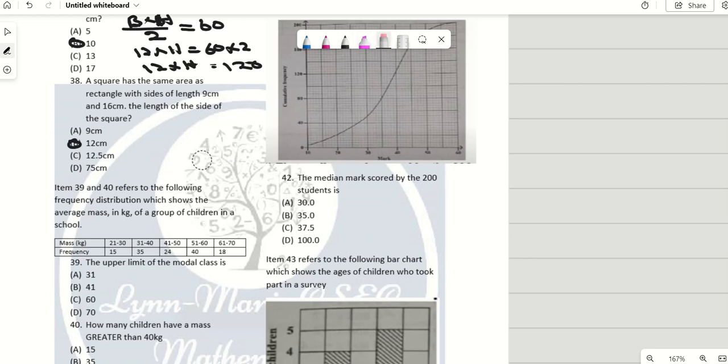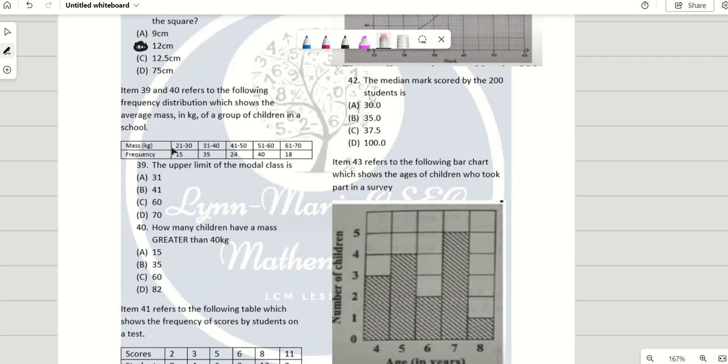Right, let's go. Items 38 to 40 refer to the following frequency distribution, which shows the average mass in kg of a group of children in the school. The upper limit of the modal class is... the modal class is the most popular. The frequency being 40 is the most. The upper limit would be 60. Actually, no, they didn't ask for the median. The upper limit of the modal class is 60.